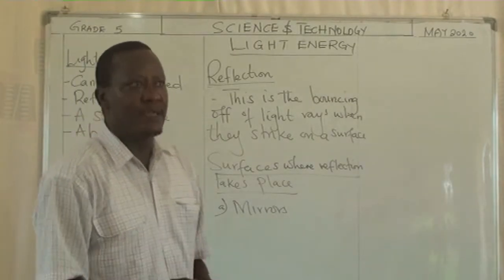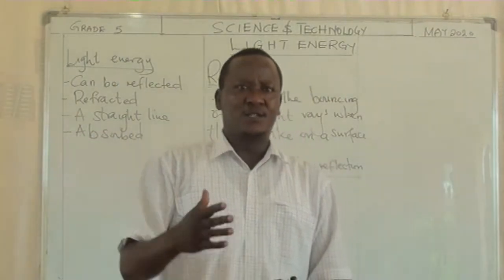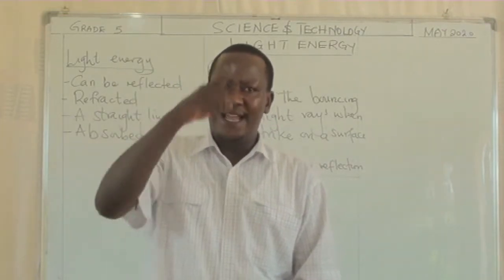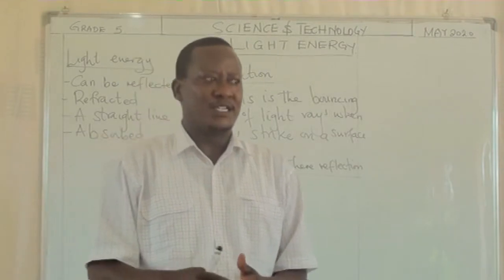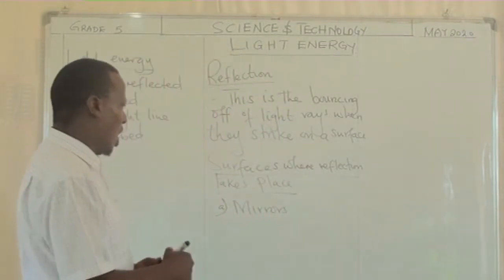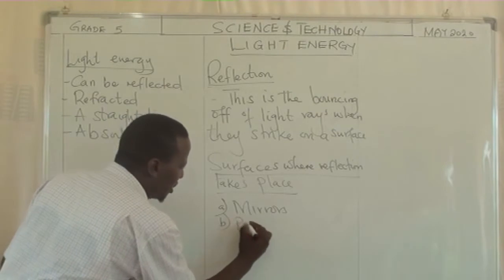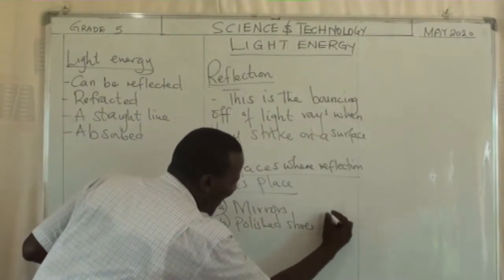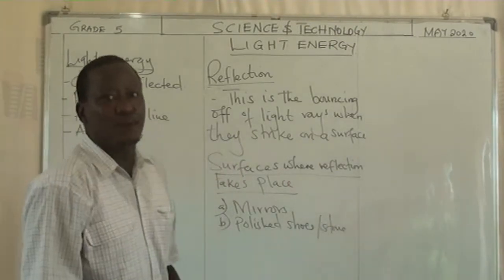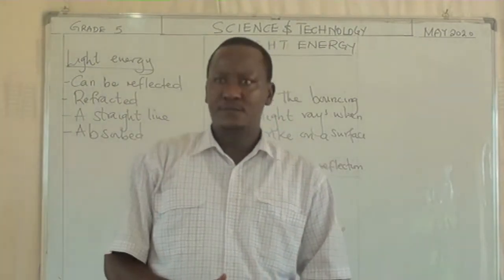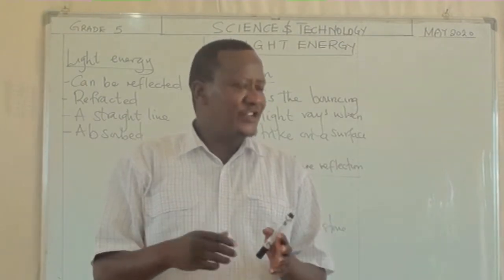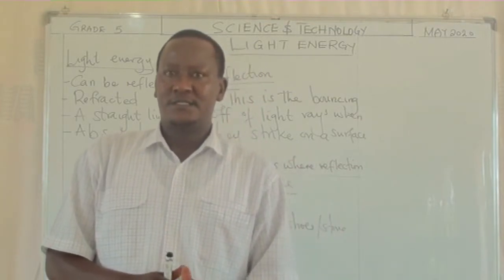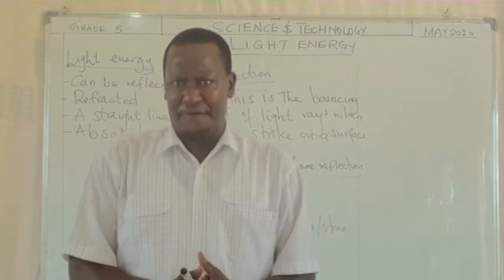You know what is a mirror? A mirror has one side that is shiny and coated on the other side. When the light ray strikes on that mirror, what happens? It bounces off. Another one, we can have the polished shoes, or any substance that is polished. So if the light ray strikes on a polished surface, what happens? It is going to bounce off.